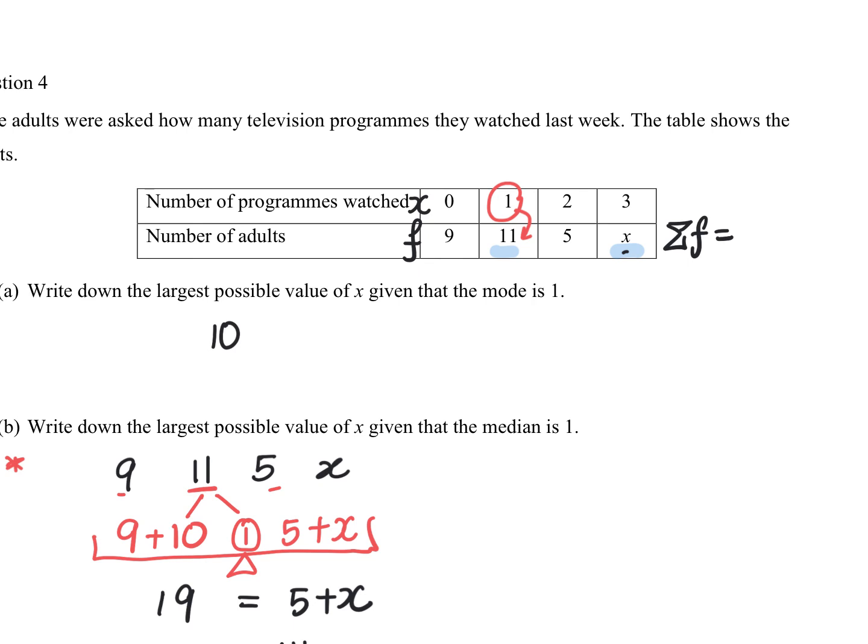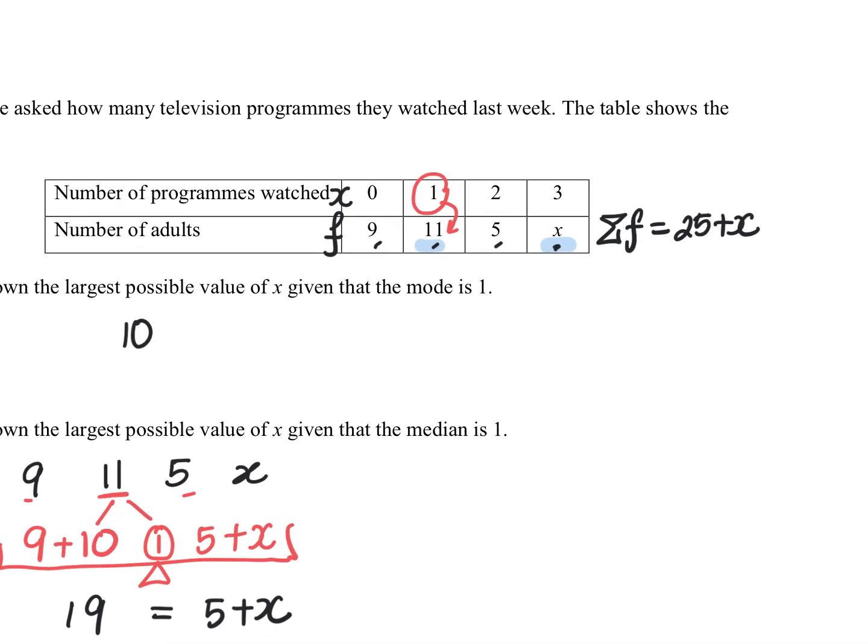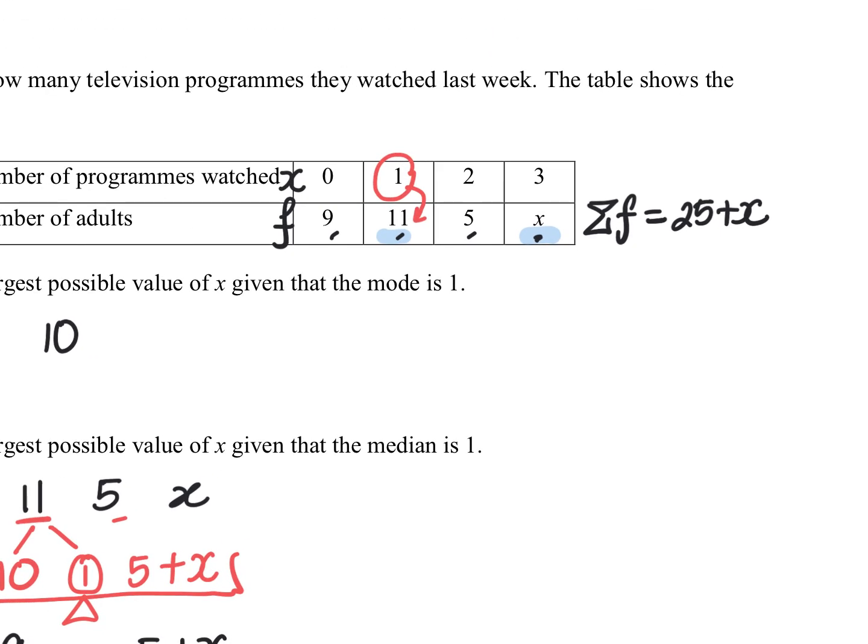Sum of frequency, 9 plus 11 plus 5 plus x. 9 plus 11 plus 5, that's 25, plus another x. That's my summation of the frequency. Right? I need next the summation fx. I need the total data value. So that will be f times x. I'm going to multiply them together.